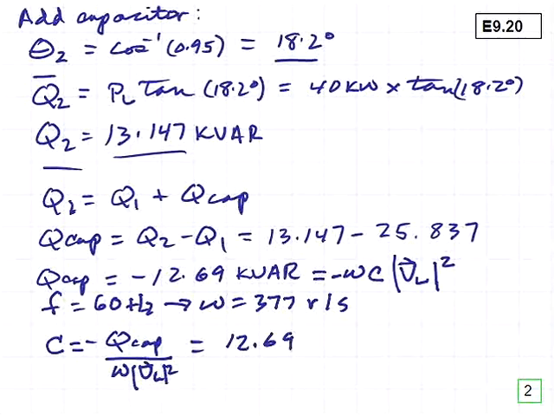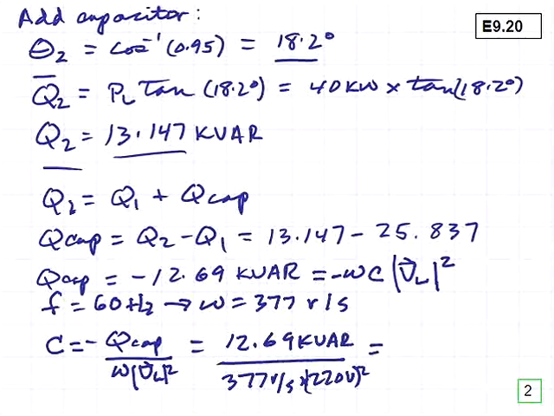It's equal to 12.69 kilovars divided by 377 radians per second times 220 volts squared, and this is equal to 696 microfarads for the required capacitance.